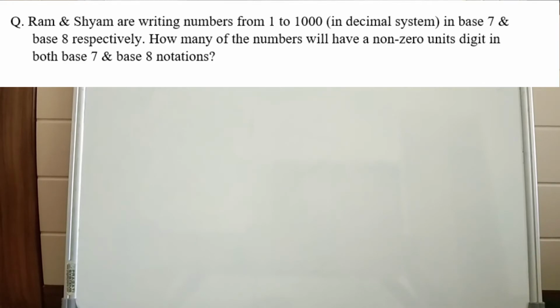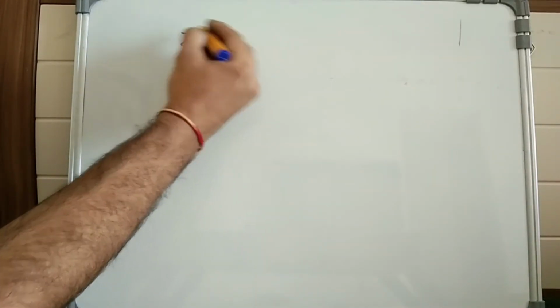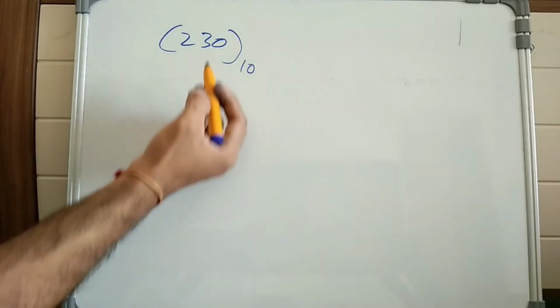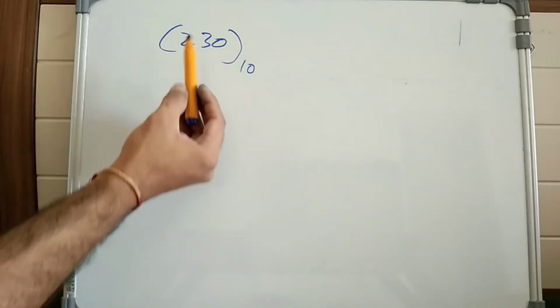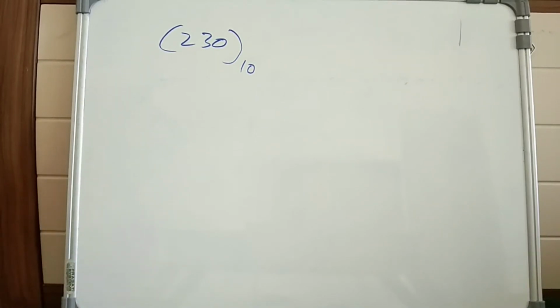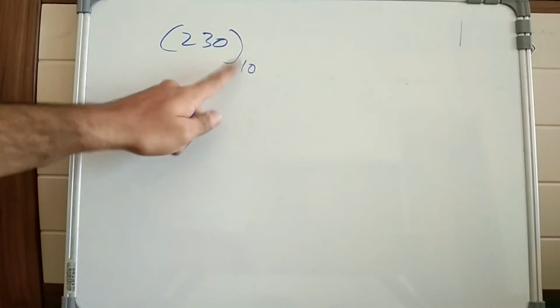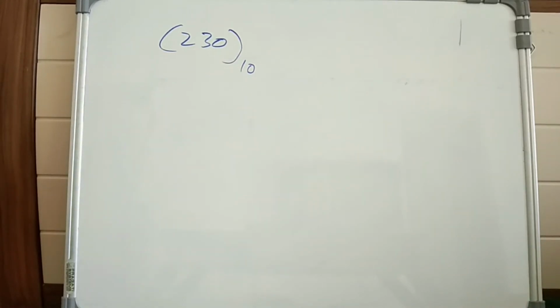Before jumping to the solution, let us see one thing. If any number written in base 10 is ending with 0, then that number is divisible by 10. What I am saying is any number which is ending with 0 will be divisible by 10. Obviously we know this.